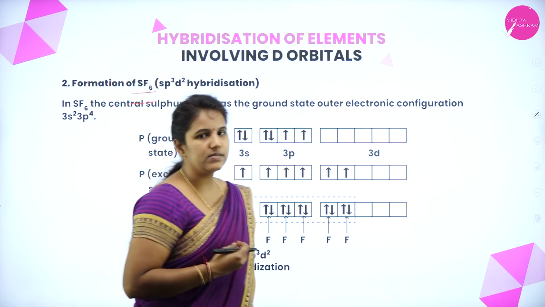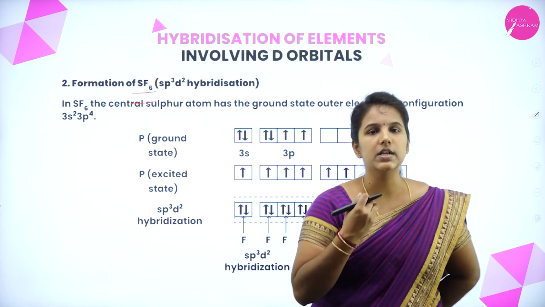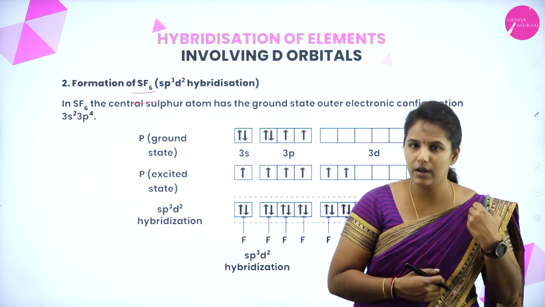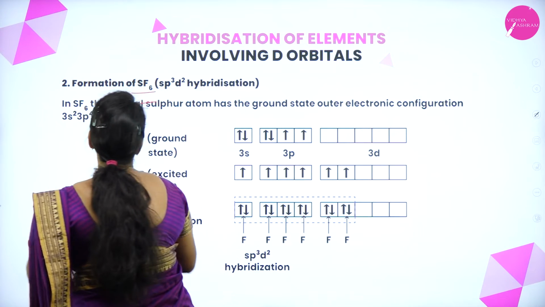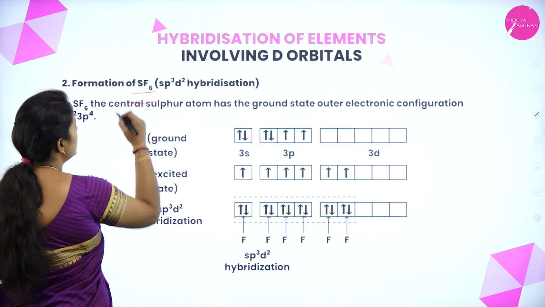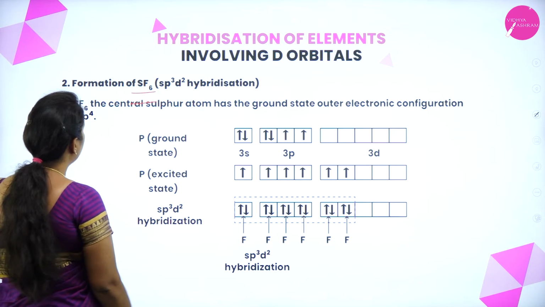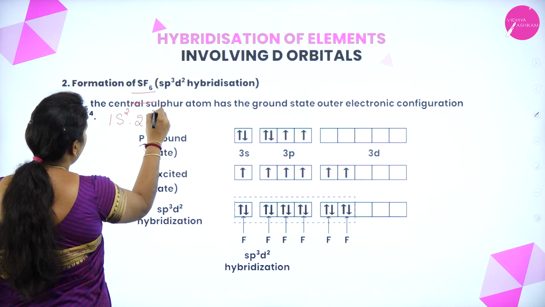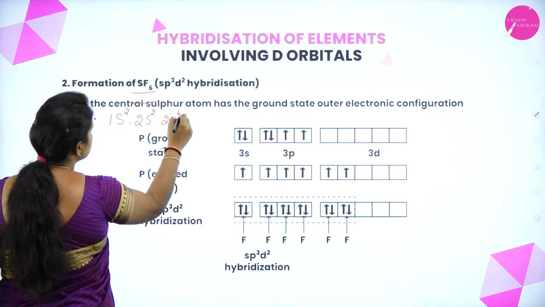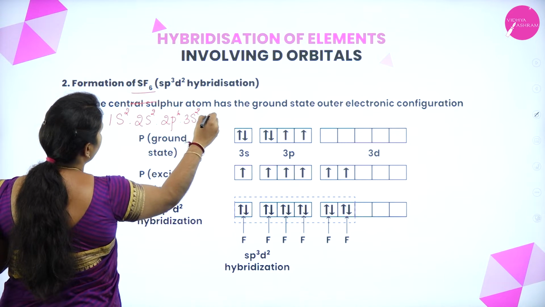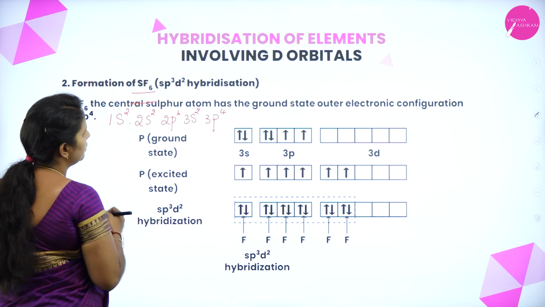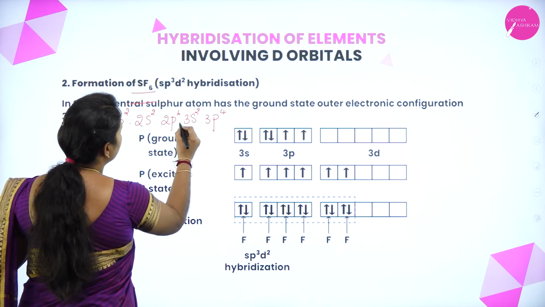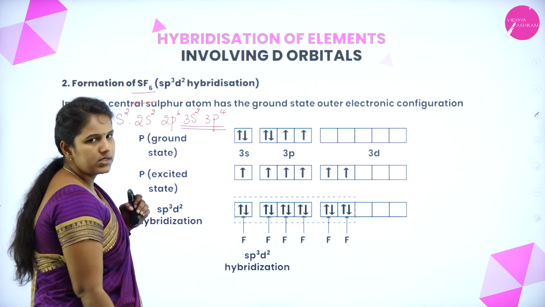By taking SF6, let us understand how the involvement of the d orbital forms sp3d2 hybridization. We know that in SF6, the central atom is sulfur, and it has an electronic configuration of 1s2, 2s2, 2p6, 3s2, 3p4. So how many electrons will be there? 16 electrons will be there. I will take note of the last shell, which consists of 6 electrons.